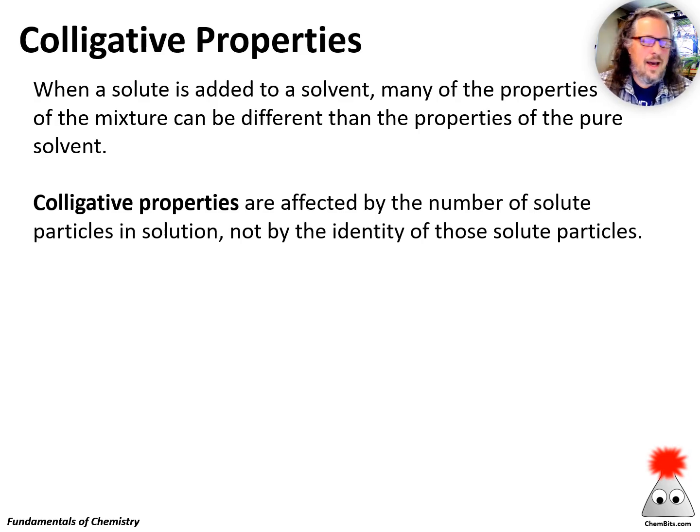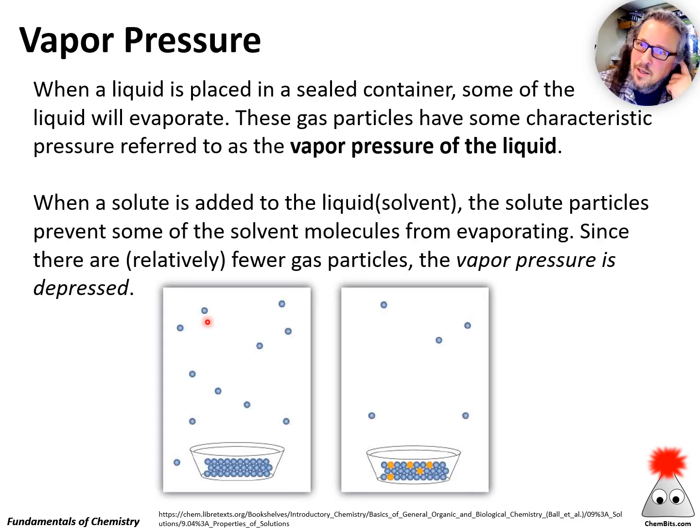So we can look at a number of different properties, and I think colligative properties will make a little bit more sense as we look at some of those properties. So let's jump right in. The first one that we're going to look at is something called vapor pressure.